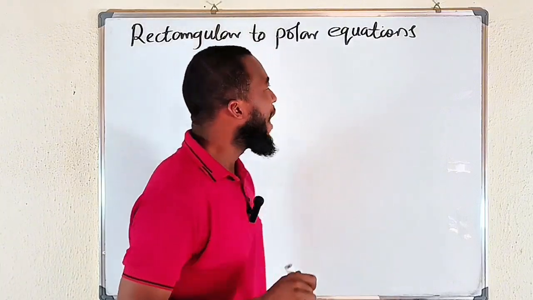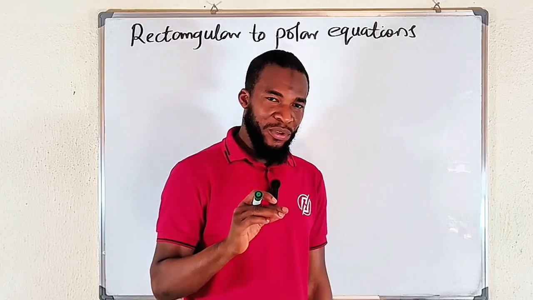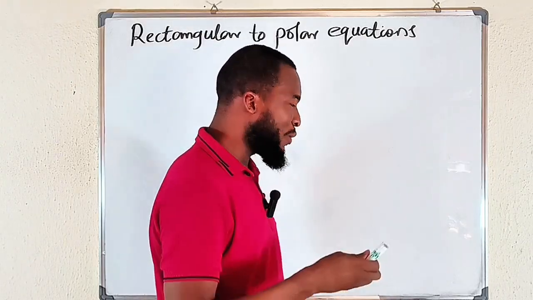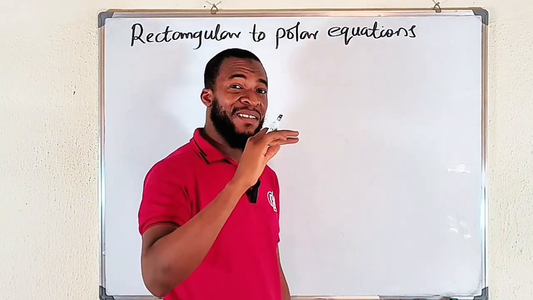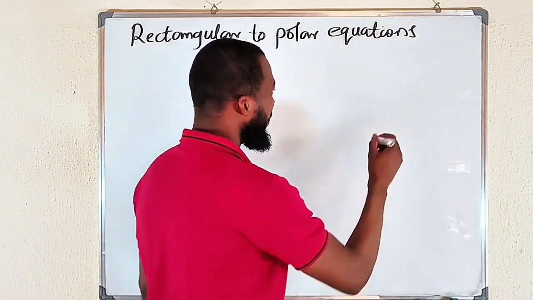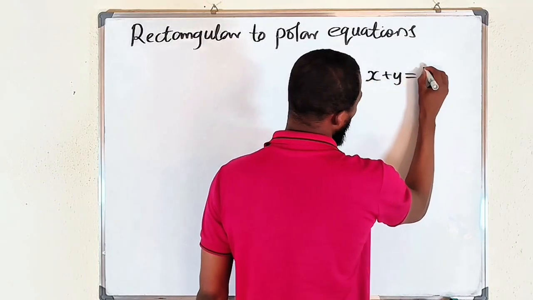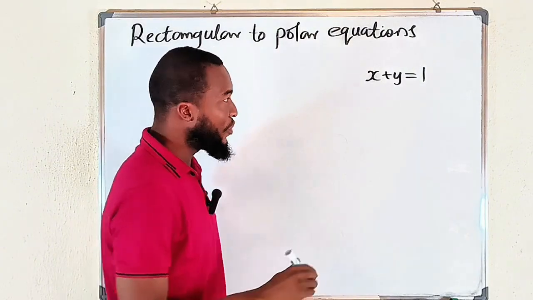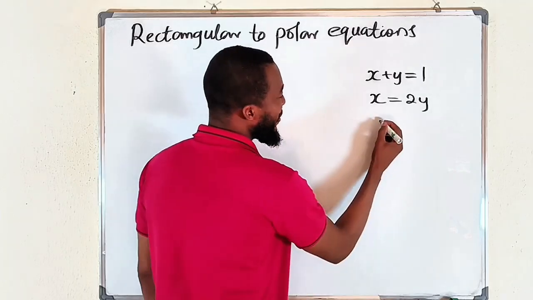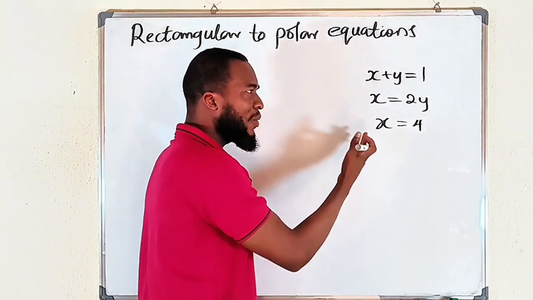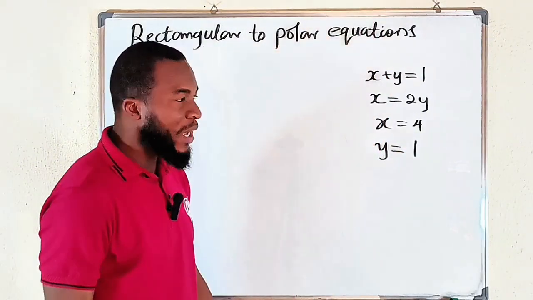Let's get started. I have 10 solid questions here. But before then, I think it is important to know the difference between polar and rectangular equations. In rectangular equations, you can only see x, y, or both, right? Something like an equation like x plus y equal to maybe 1. This is a rectangular equation. You may see x equal to 2y, something like this. You may see x equal to 4. All this that contains y or x, they are said to be rectangular equations.